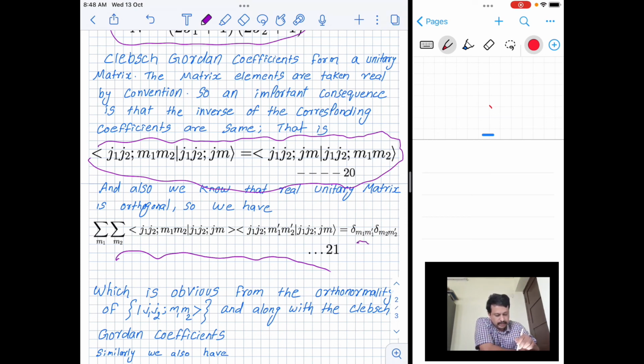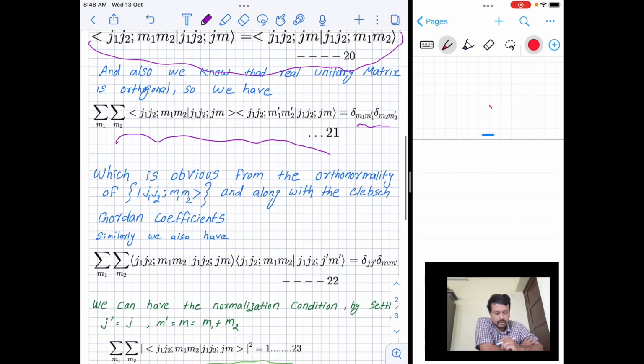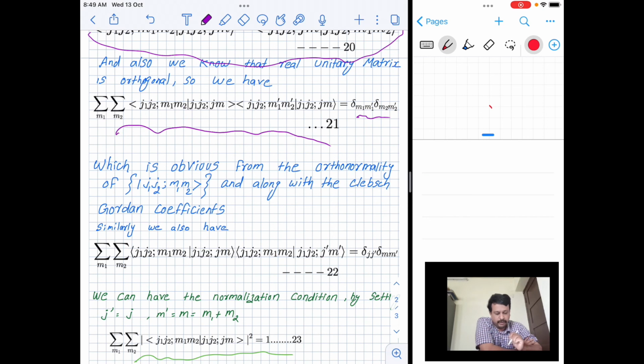So you can write it this way, as a unitary matrix, which is obvious from the orthogonality of j1 j2 m1 m2, along with the Clebsch Gordan coefficient.